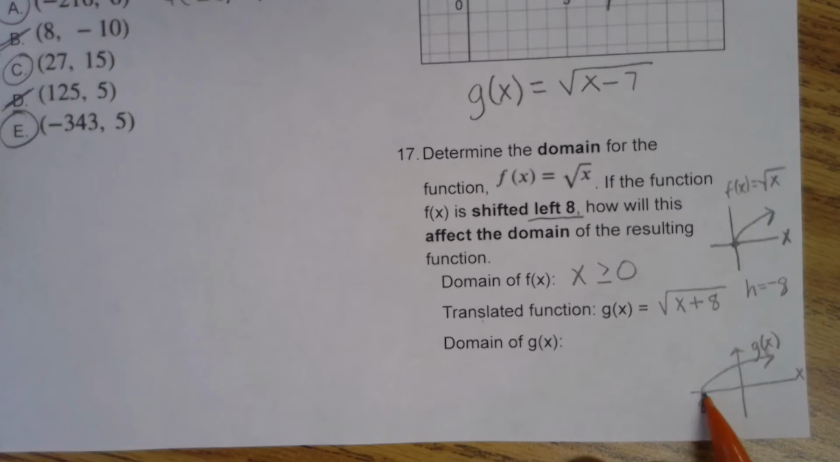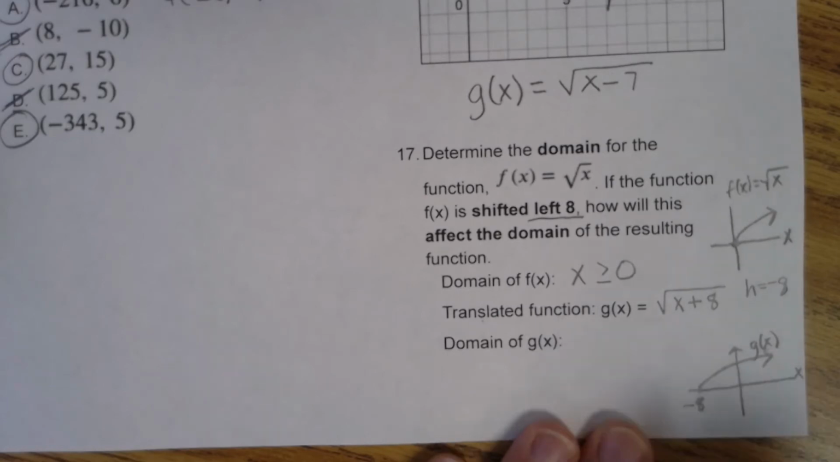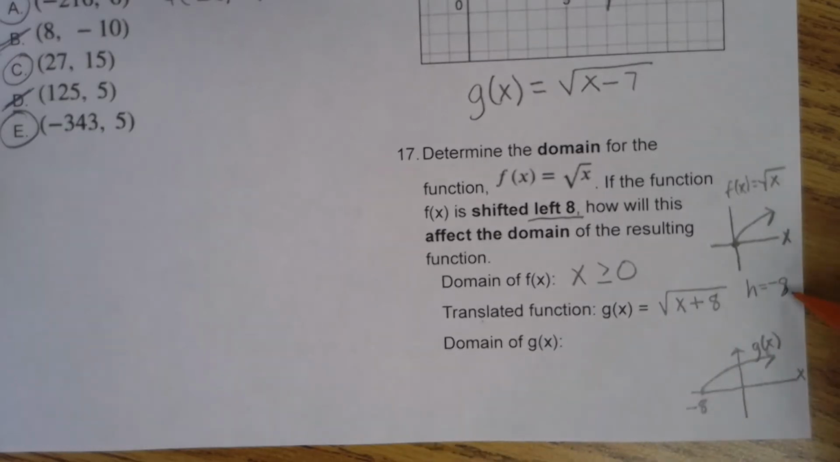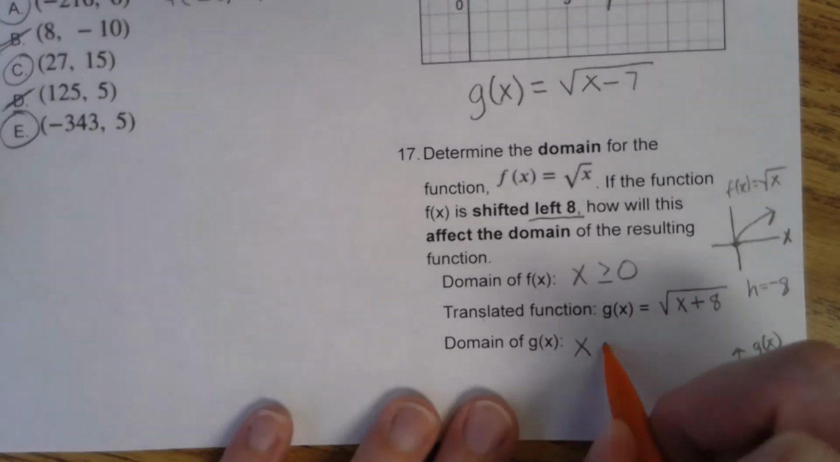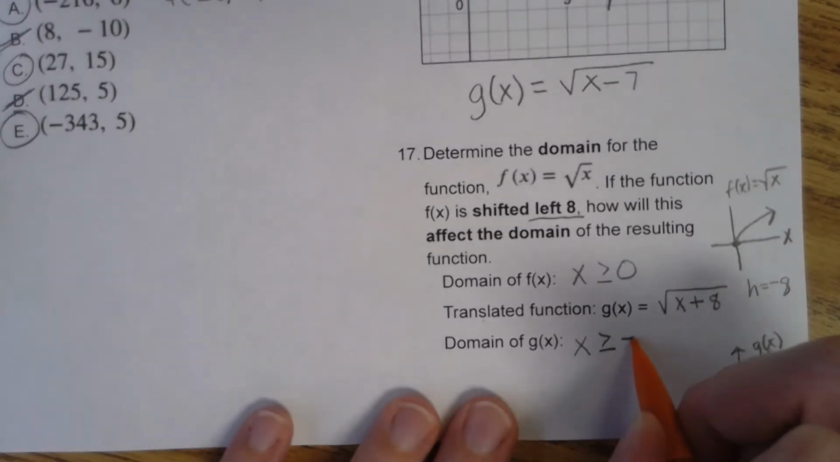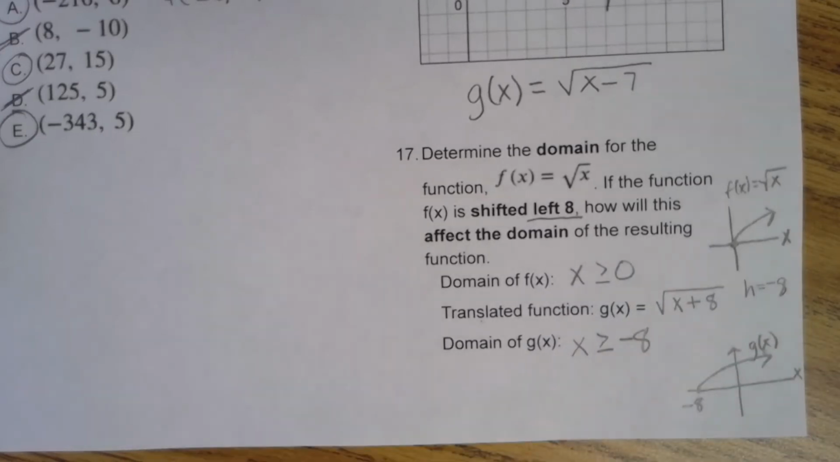It's going to actually start at 8, but it still is greater than. All these numbers are going to be greater than that. And actually, because it shifted left, that is a negative 8. I almost messed that up. Which was our h value? Negative 8. So we're going to say that the domain of the new function is greater than or equal to negative 8. By shifting that graph to the left, it does change our domain, and it now makes it greater than or equal to negative 8.